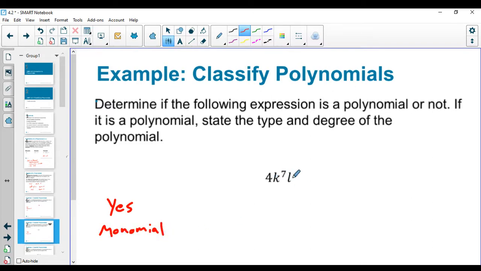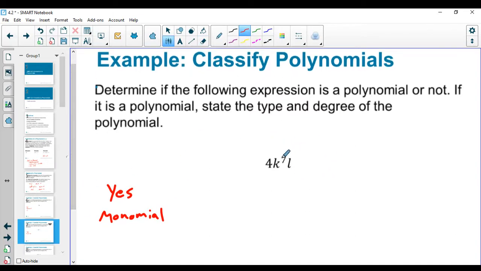right? Because there's only one term, even though there's a bunch of things here, it's one term. If it's all multiplied together, it's considered one term. It's not considered two terms until you have a plus or a minus some stuff. So it's still a monomial. And then the degree is going to be the exponents added, remember. So we have 7 plus, and then there's an invisible 1 here. So the degree is 8.